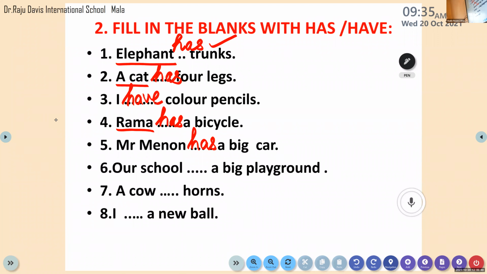Come on, tell me the answer. Our school. How many schools are there? Is it one or more than one? One. Our own school. So it is only one school. We are talking about our own. So our school dash a big playground. So we have to use whether has or have. Has, because we are talking about our own school. So our school has a big playground.